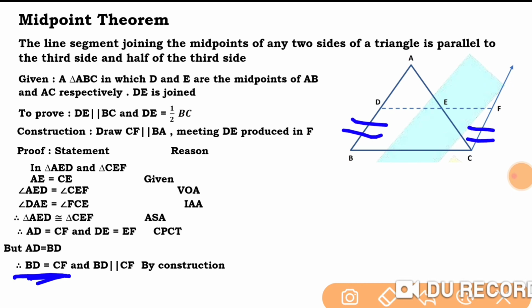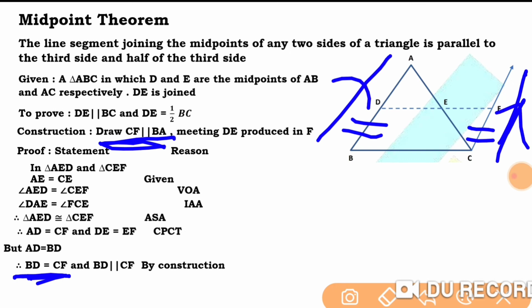At the same time, in the construction we have taken, that is CF is parallel to AB. If CF is parallel to AB, then automatically BD, which is a part of AB, is also parallel to CF.